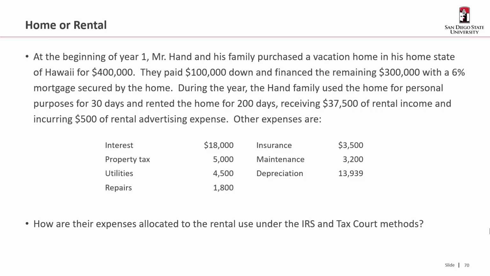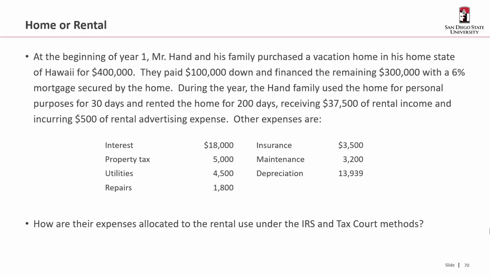So let's do an example. Mr. Hand and his family purchased a vacation home in Hawaii for $400,000. They paid $100,000 down, financed the remaining with a 6% mortgage secured by the home, so they have some mortgage interest on it. During the year, they used the home for personal purposes for 30 days and rented the home for 200 days. So they have $37,500 of rental income and incurred $500 of rental advertising expenses. And the other expenses are listed below.